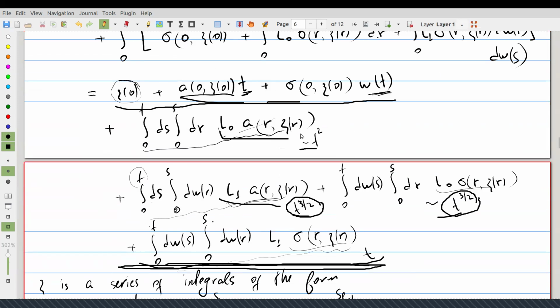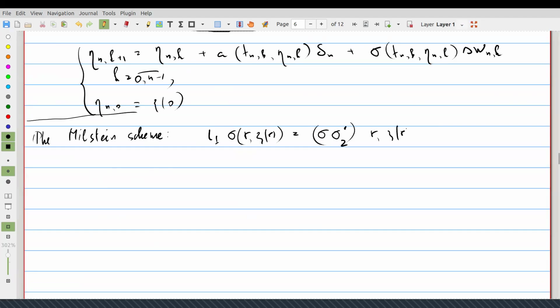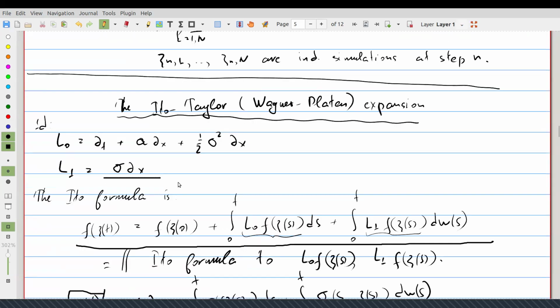Now let's formulate a scheme that neglects this part, but tries to do one more decomposition of this. So we will use the Ito formula on this part. We just take the constant equal to the value of this operator at the point 0, psi of 0, and we'll get an iterated stochastic integral. This leads to another scheme, which is the Milstein scheme. And note that L1 sigma r psi of r is now sigma with respect to the second variable, because L1 was defined as sigma times the derivative with respect to x.